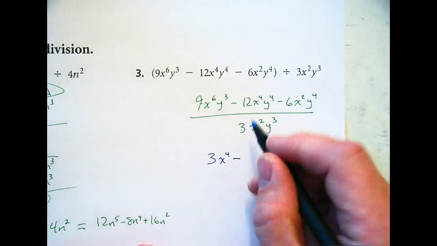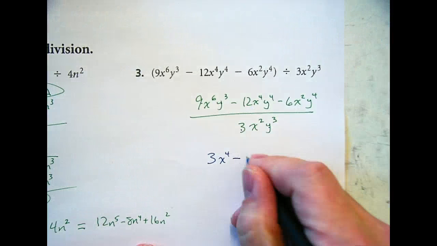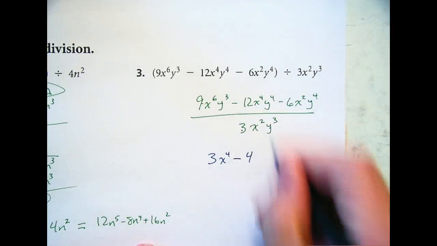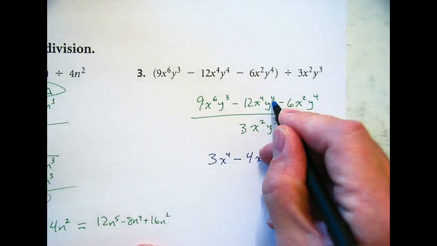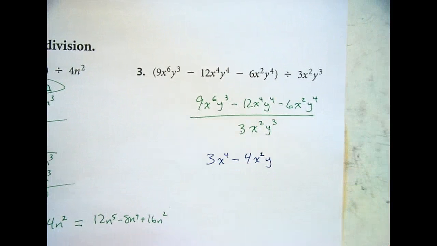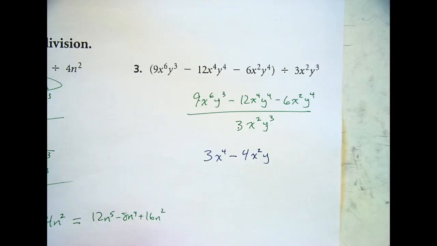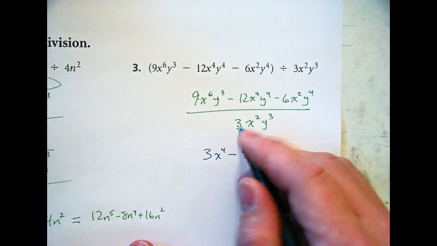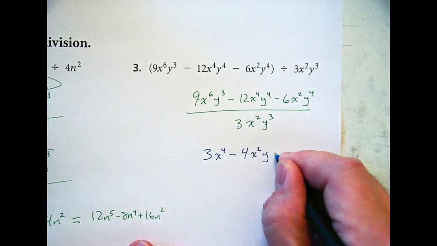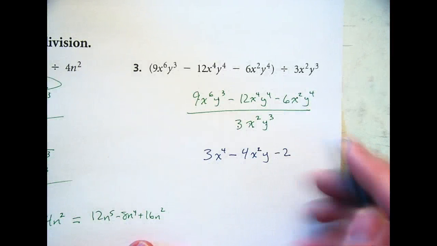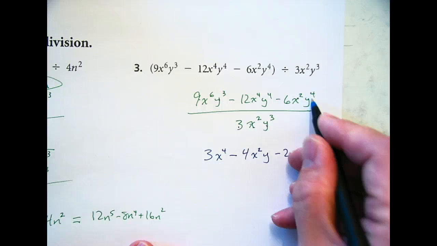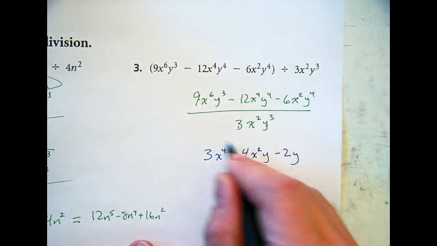Okay, 3 goes into 12 4 times. X squared times x squared gives us x to the 4th. And y cubed times y gives us y to the 4th. How many got the second term right? Okay, and then the last one, 3 goes into 6 twice. And x squared times 1 is x squared, so we don't put any x squareds. Y cubed times y is y to the 4th. That is our solution.